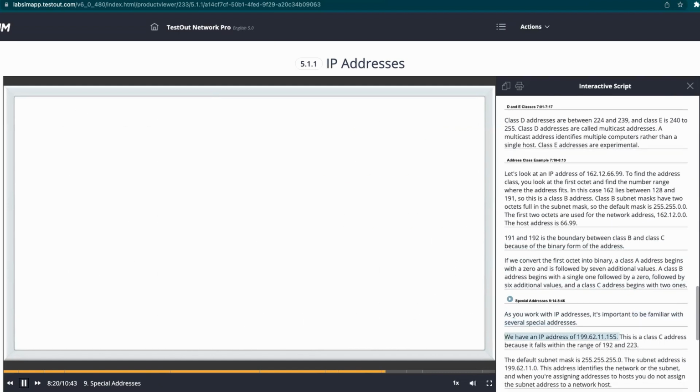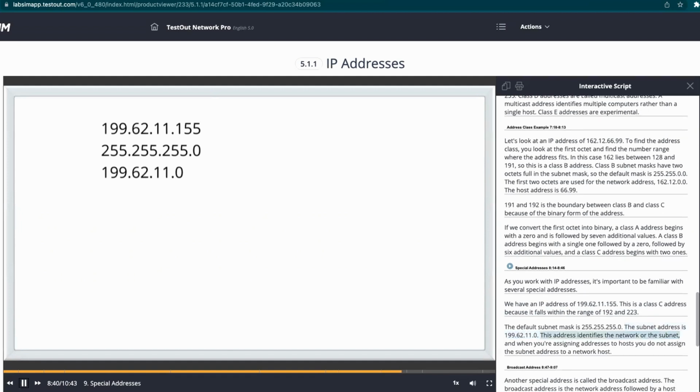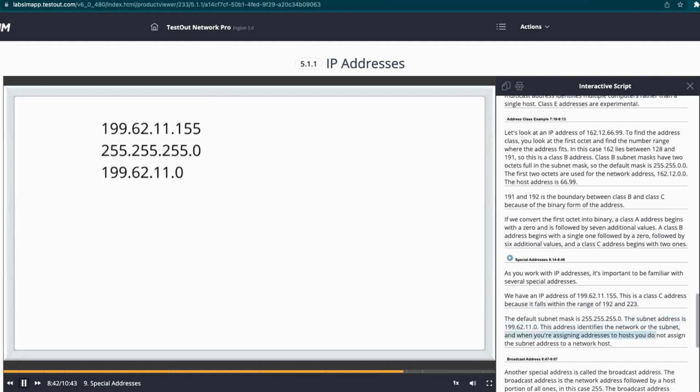We have an IP address of 199.62.11.155. This is a Class C address because it falls within the range of 192 and 223. The default subnet mask is 255.255.255.0. The subnet address is 199.62.11.0. This address identifies the network or the subnet, and when you're assigning addresses to hosts, you do not assign the subnet address to the network host.